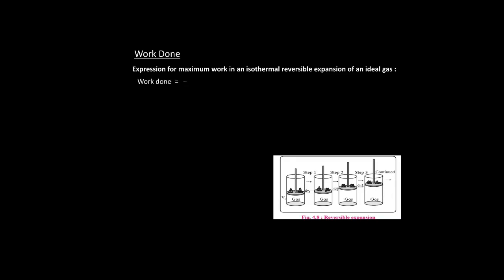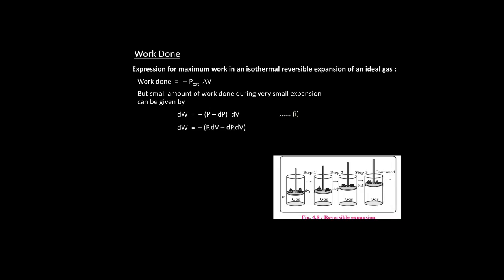We can give work done is equal to minus P external into delta V. But a small amount of work is done during a very small expansion, and hence it can be given by dW is equal to minus P minus dP into dV. Let this be equation number 1. Hence dW is equal to minus P dV minus dP into dV, multiplying dV with the bracket. Let this be equation number 2.